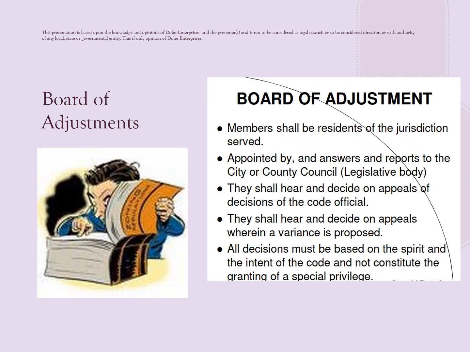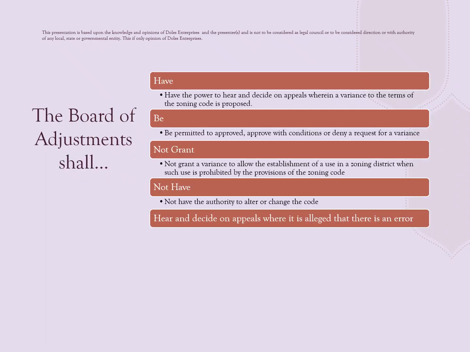They shall hear and decide on appeals wherein a variance is proposed. All decisions must be based on the spirit and intent of the code and not constitute granting of a special privilege. The Board of Adjustments and Appeals shall have the power to hear and decide on appeals wherein a variance to the terms of the zoning code is proposed. They shall be permitted to approve with conditions, or deny a request for a variance.